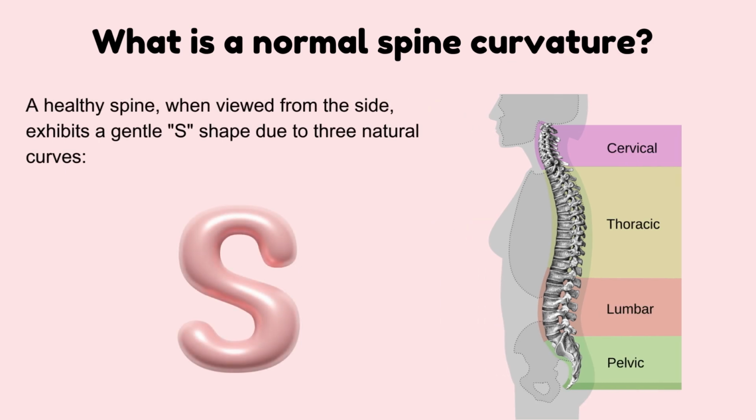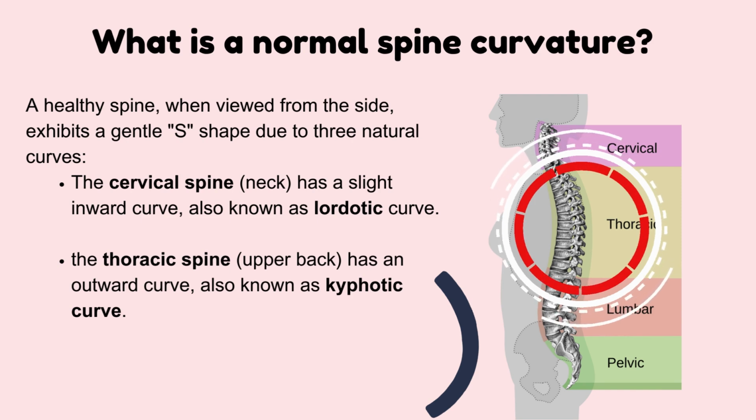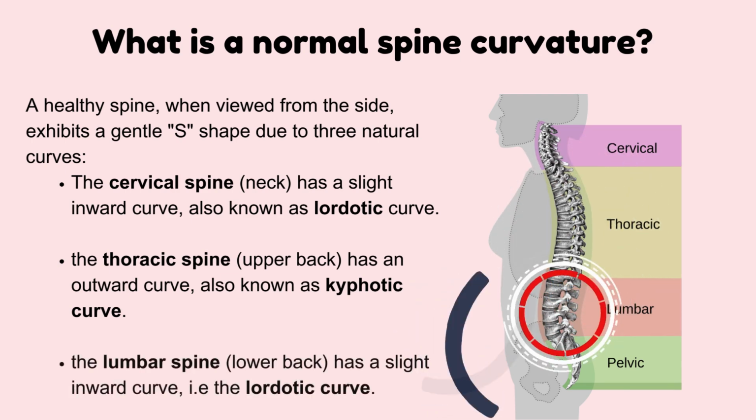What is a normal spine curvature? A healthy spine, when viewed from the side, exhibits a gentle S shape due to 3 natural curves. The cervical spine of the neck has a slight inward curve, known as a lordotic curve. The thoracic spine of the upper back has an outward curve, known as a kyphotic curve. The lumbar spine of the lower back has a slight inward curve, also a lordotic curve.